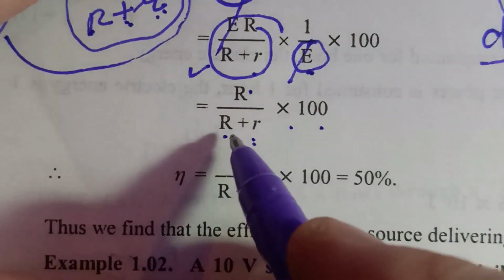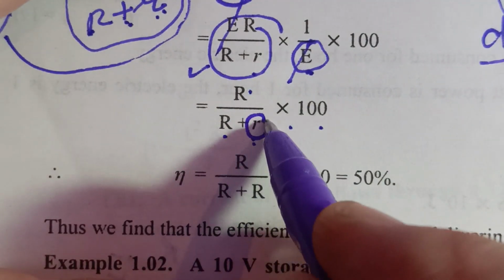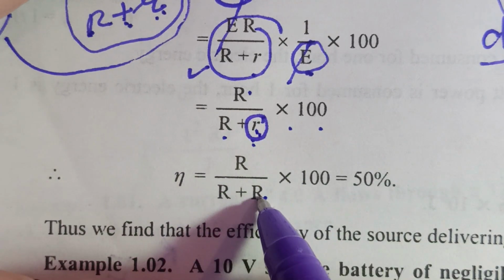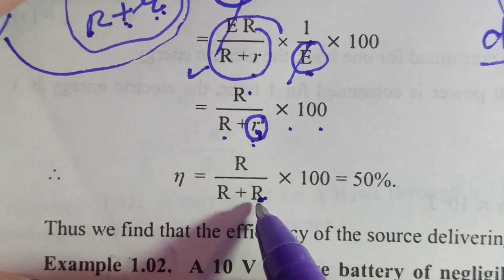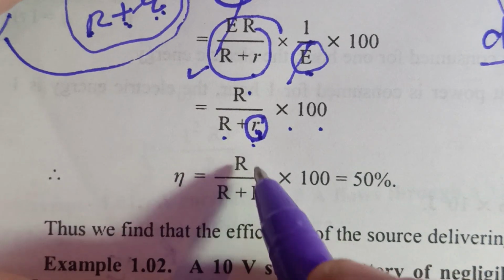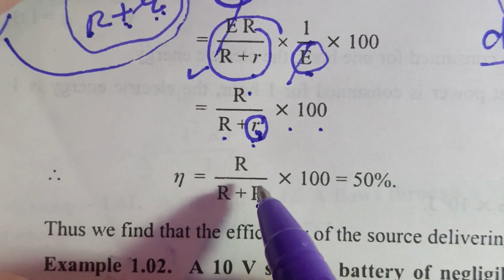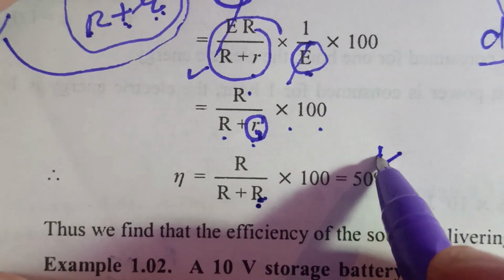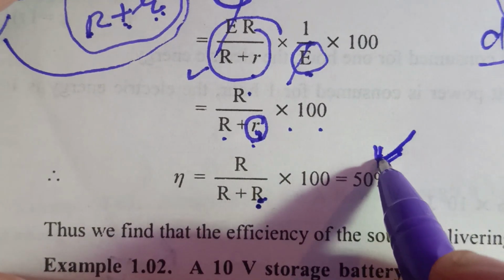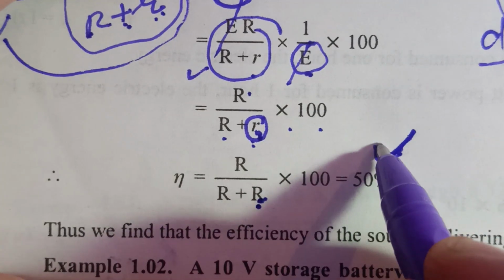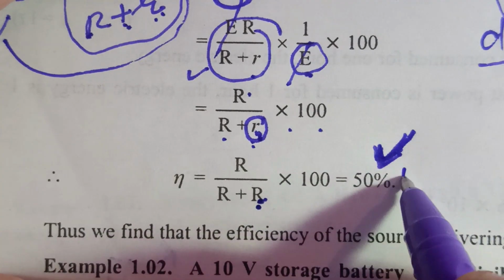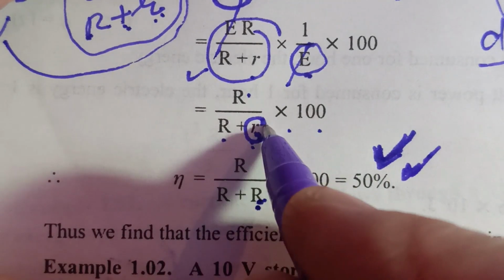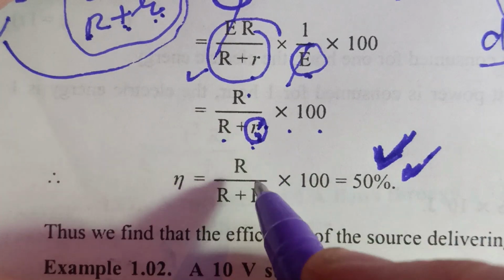When this R becomes equal to small r, that means power delivered is maximum. So you change R with capital R. So this is 1 over 2, 1 over 2 means 0.5. 0.5 into 100 means 50%. So maximum power delivered is 50%, and it happens when small r and capital R become equal.